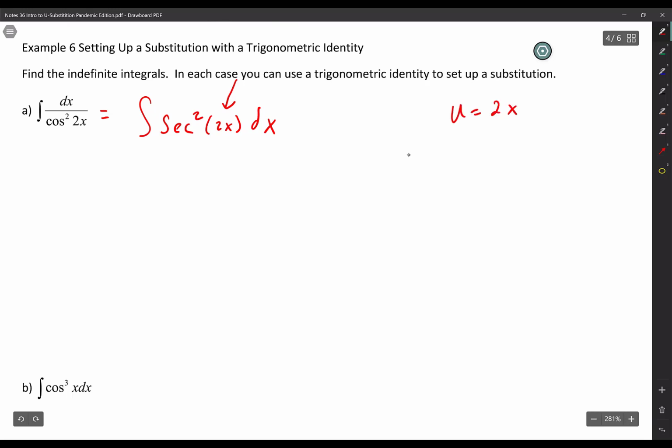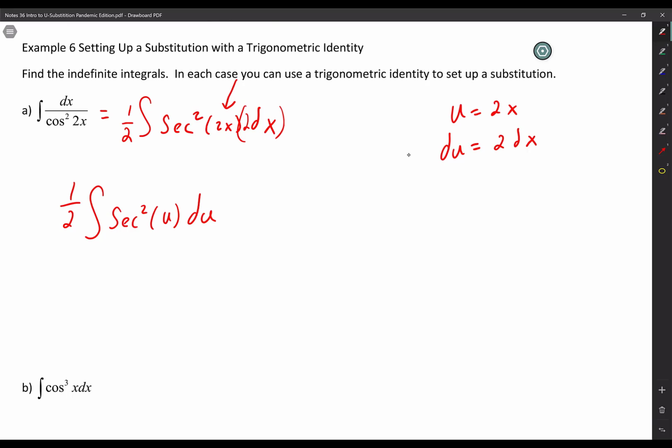If you want to use u-sub, maybe you already see what the antiderivative is. And du is going to be 2dx. I don't have a 2dx. I'm going to force it though. I'm going to put a 2 in there, and if I put a 2 in there, I put a 1/2 on the outside. Here we go: 1/2 integral secant squared of u du.